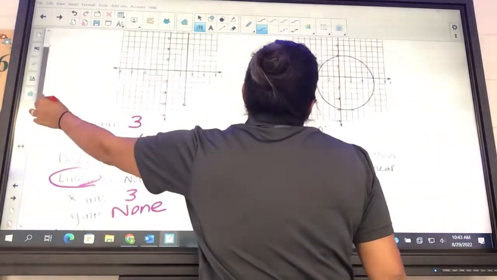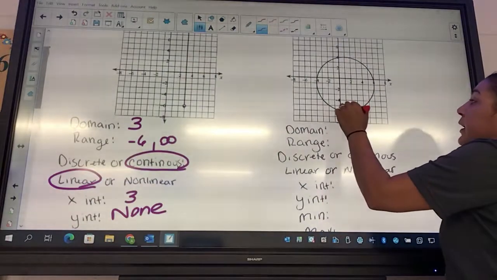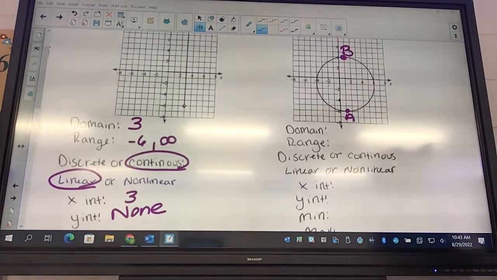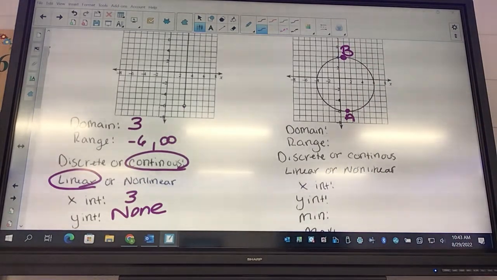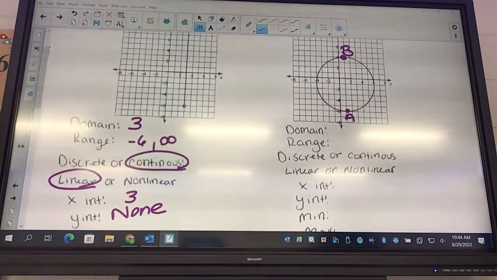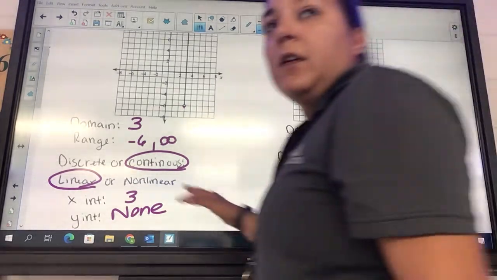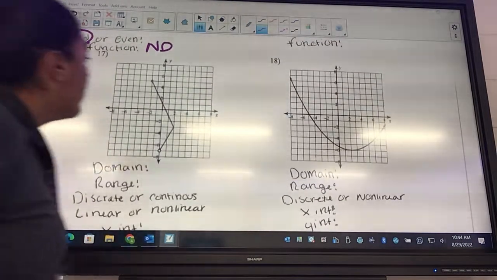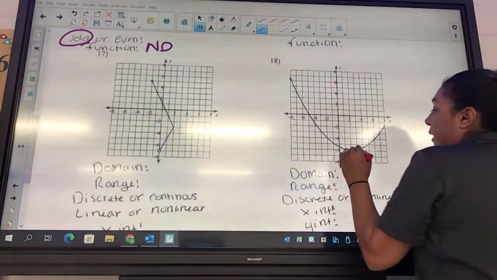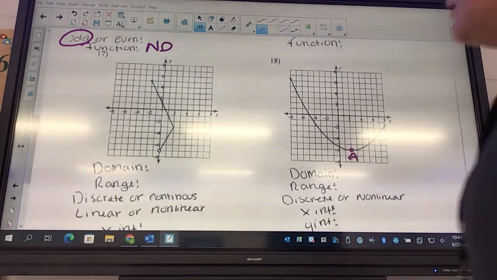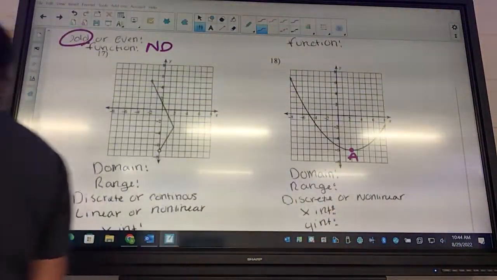Okay, look at the circle. You need to label these dots. This is going to be point A, and this is going to be point B. Label them, because I'm going to scroll, and then you're not going to know them when you go to do your side. It doesn't have to be perfect. You guys good? Okay, right here, that's going to be point A. Okay, looking at 17, what is the domain?